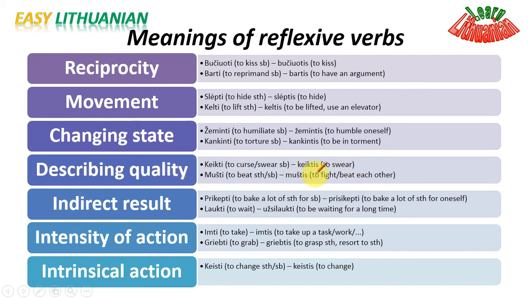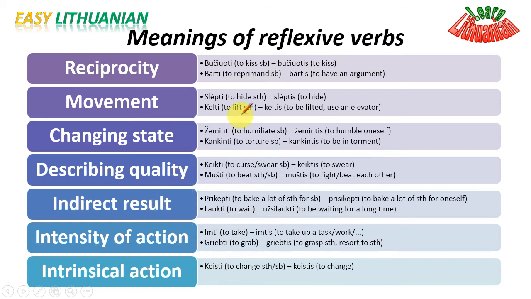You're worried about something, you're swearing, kaktis. You're beating someone, muštis. So those verbs can describe some quality. Well, it can be hard to understand, but you know, this category is not so clear. Well, I hope that those others will help you also.